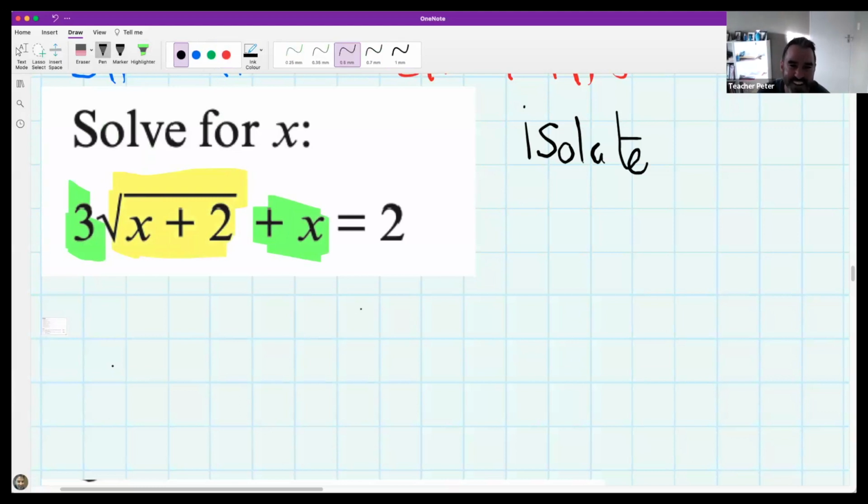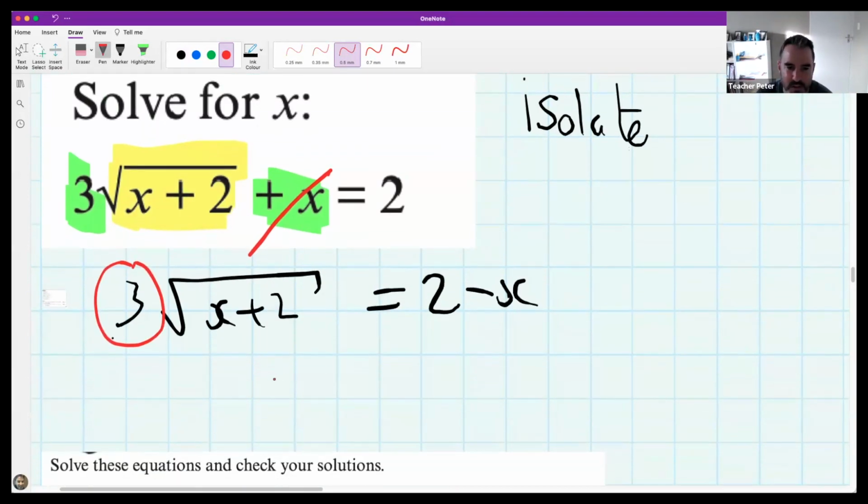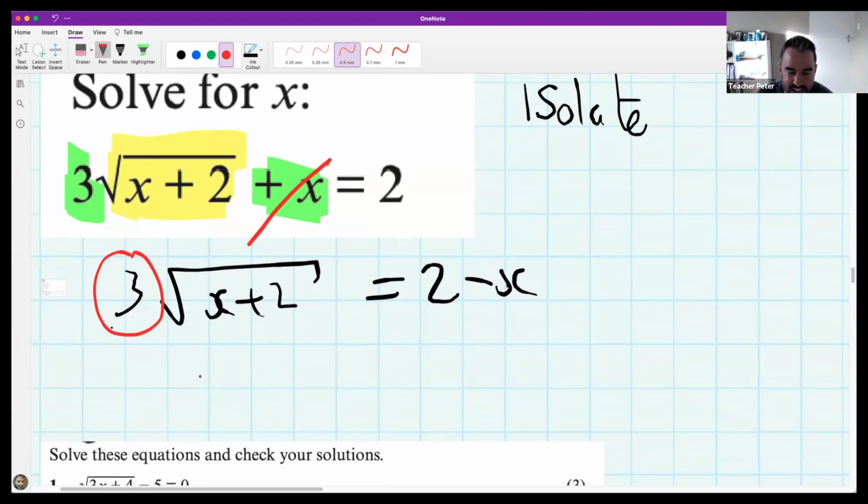Oh, that's the problem with text, isn't it? You can never know context. Okay, I was going to say this. I was going to say step 1 is this. So I've dealt with this. What do I have to do next? I have to deal with that. So if I deal with that, what do I get?